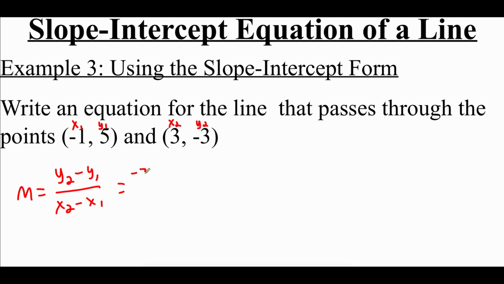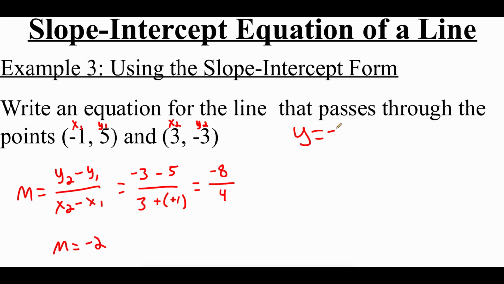So to find the slope here, I'm going to take -3 minus 5 over 3 minus -1. So on top, -3 minus 5 is -8, and on bottom, 3 minus -1, double negative turns into addition, so we get 4 there. So our line has a slope of -2 once we reduce down that fraction. So now we can start filling things into slope-intercept form. So we've got y = -2x, but we still don't know our y-intercept. We don't know that b value.